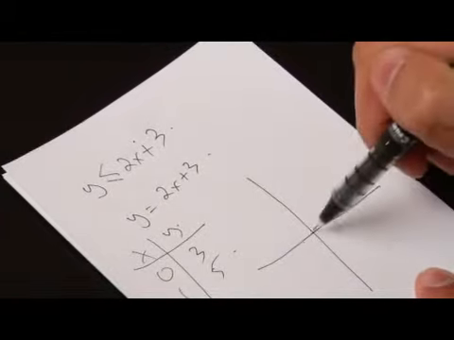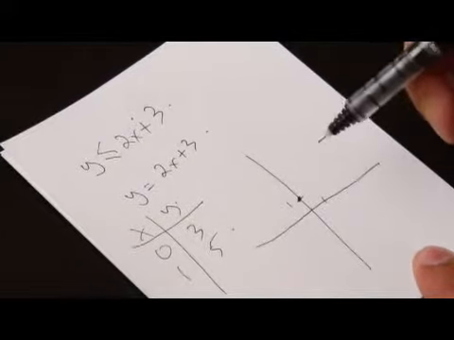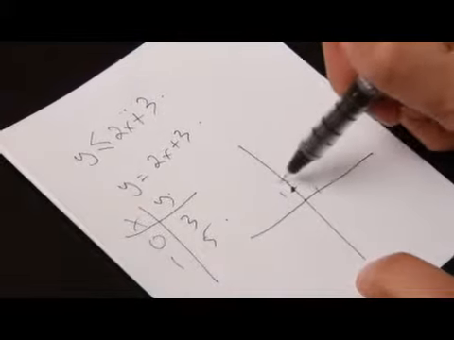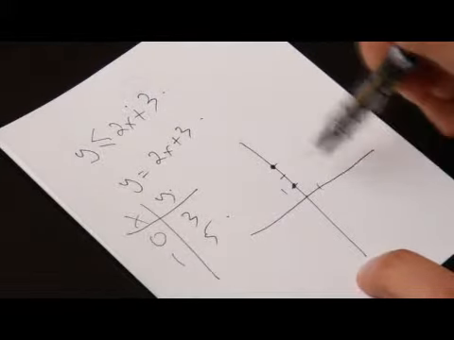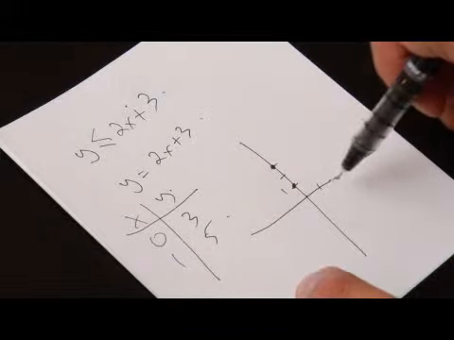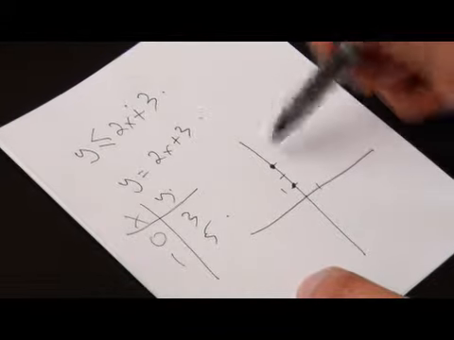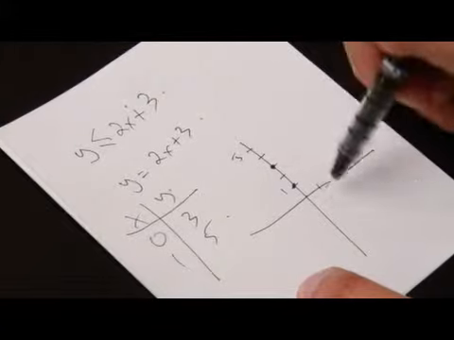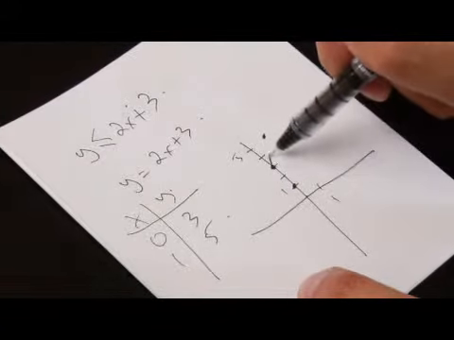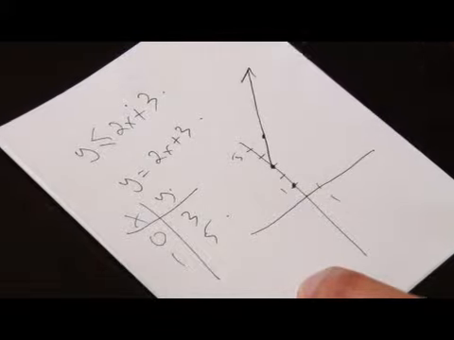So we have x is 0 and y is 3, so we have 1, 2, and 3. And then we have x is 1 and y is 5, so we have 4, 5. We have this equation right here, and we basically connect the dots together to draw that equation.